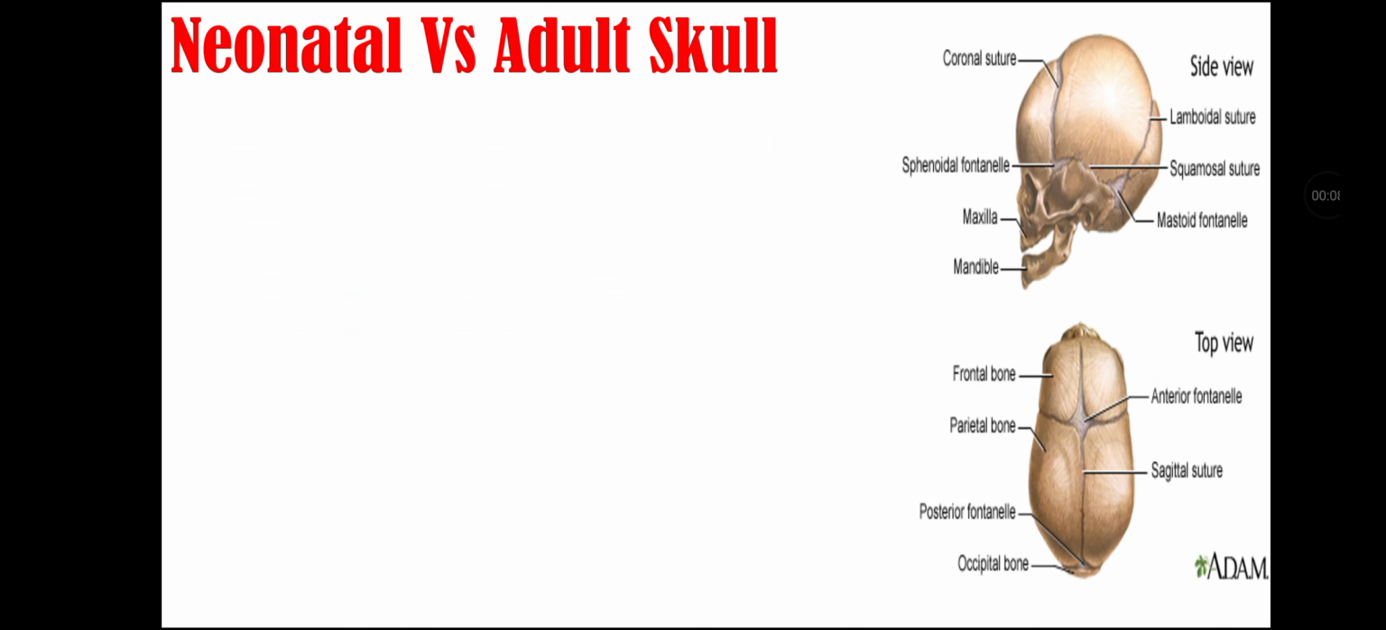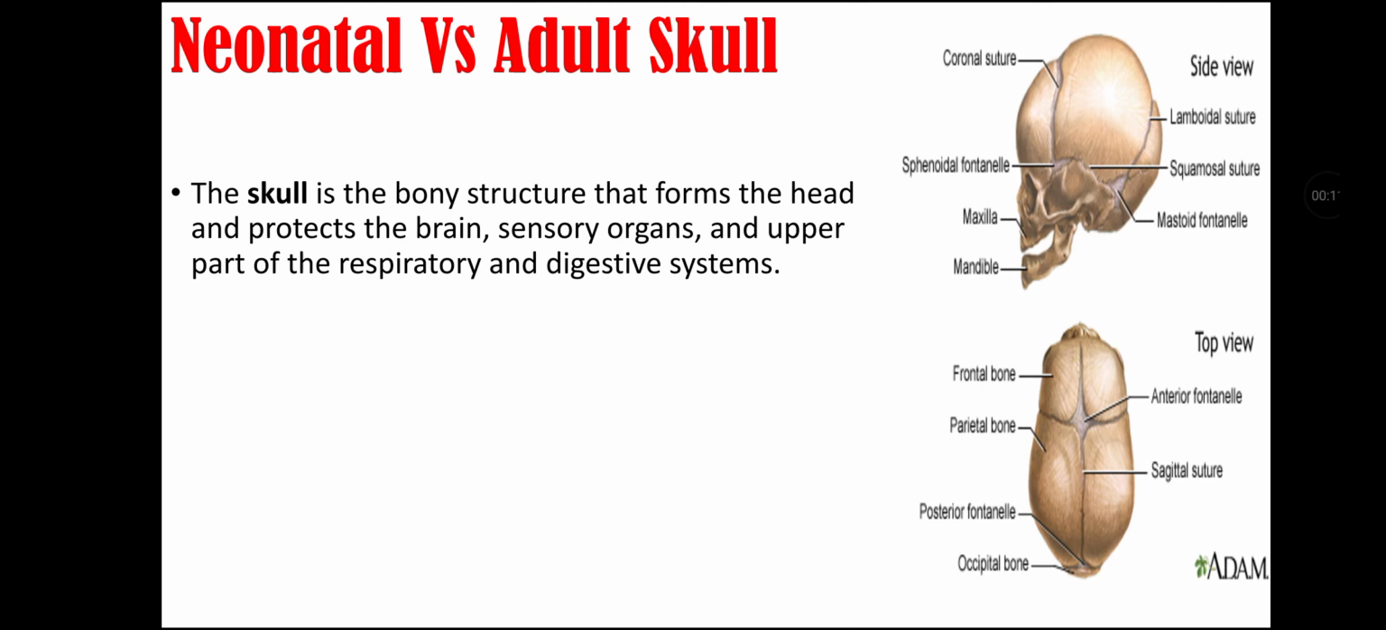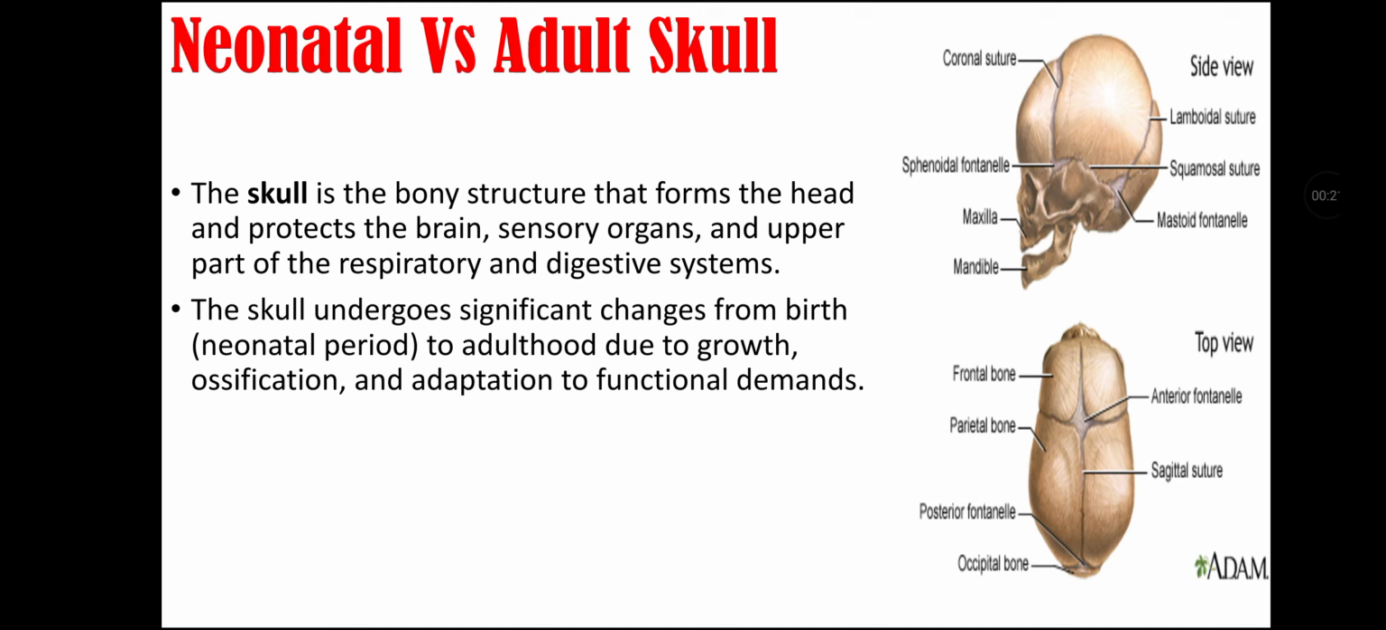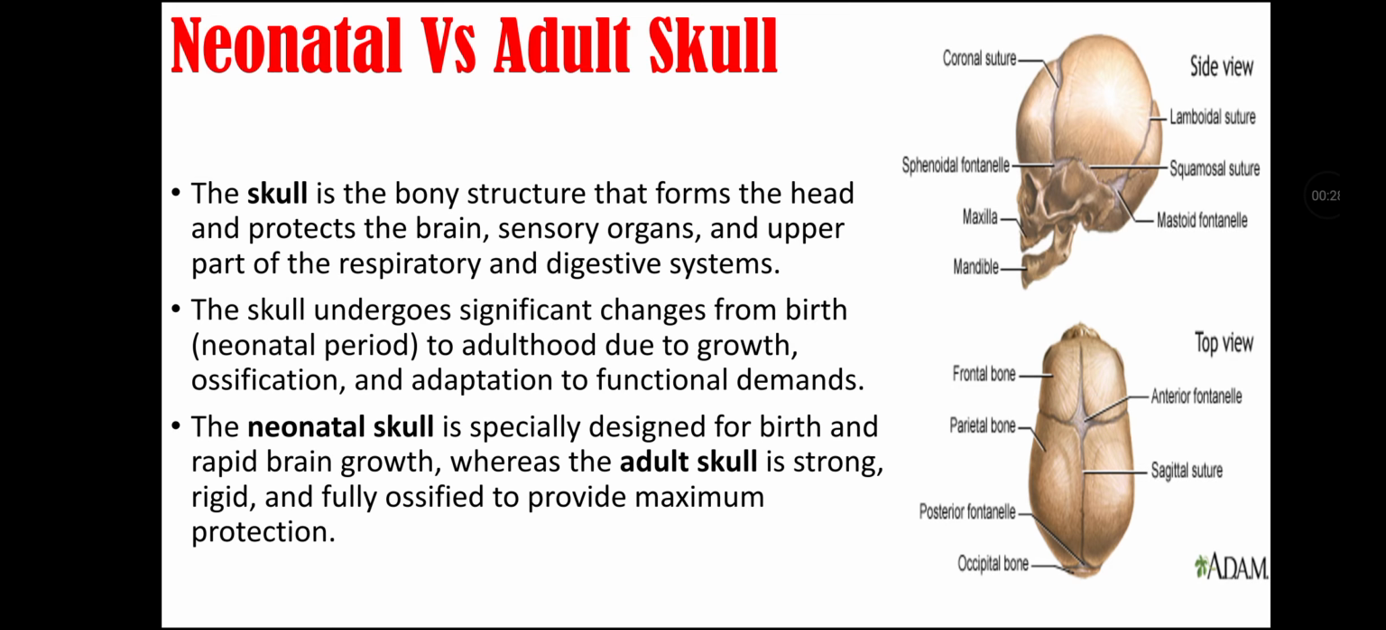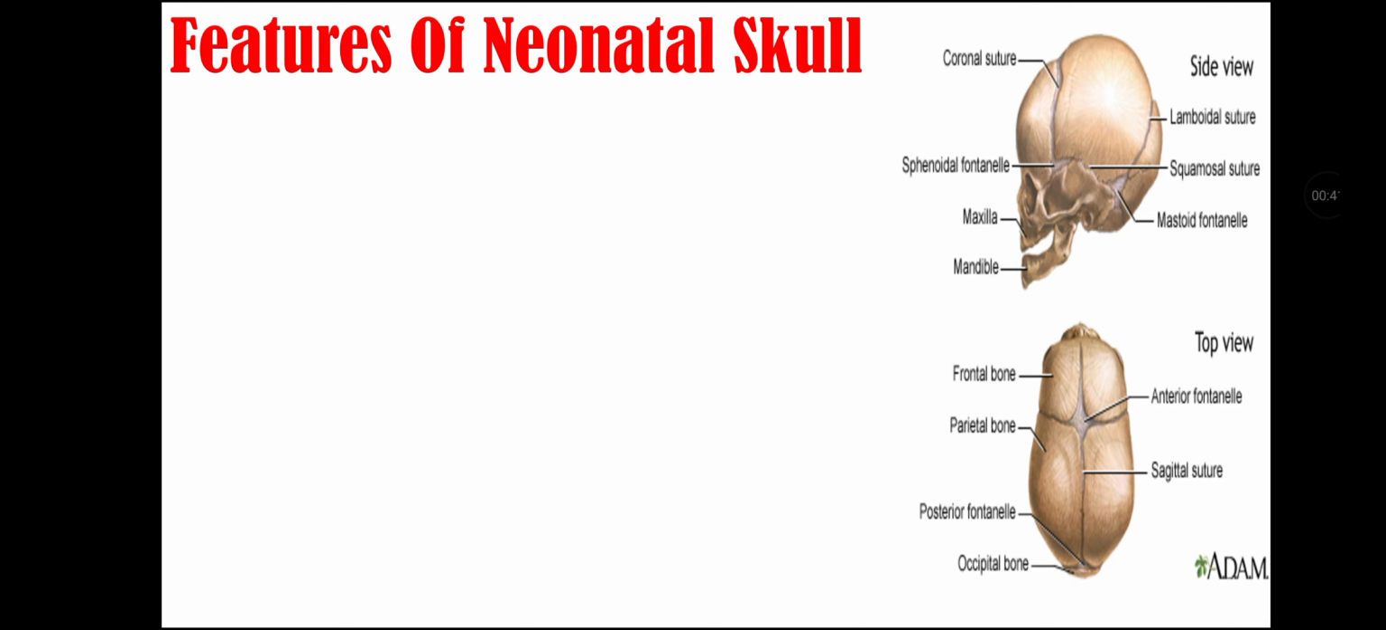So let's start our topic with introduction. Skull is a bony structure that forms the head and protects the brain, sensory organs, and upper part of the respiratory and digestive system. Skull undergoes significant changes from birth to adulthood due to growth, ossification, and adaptation to functional demands. Neonatal skull is specially designed for birth and rapid brain growth, whereas adult skull is strong, rigid, and fully ossified to provide maximum protection. Features of neonatal skull.